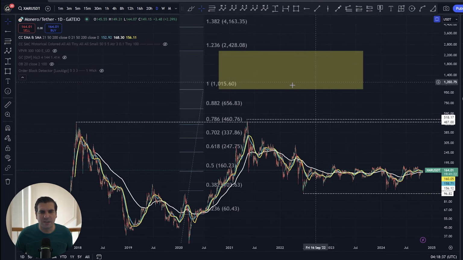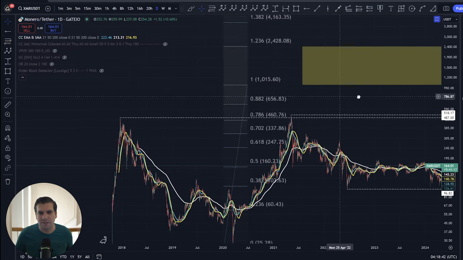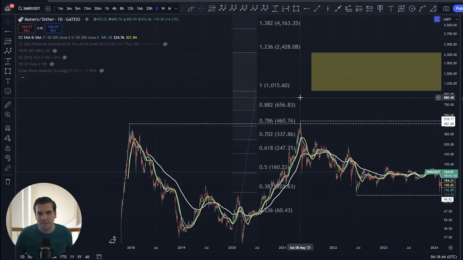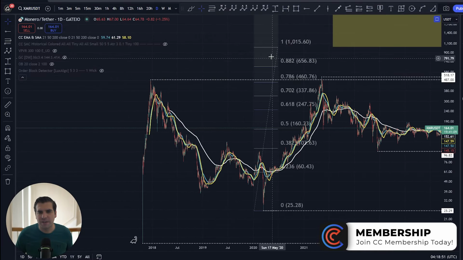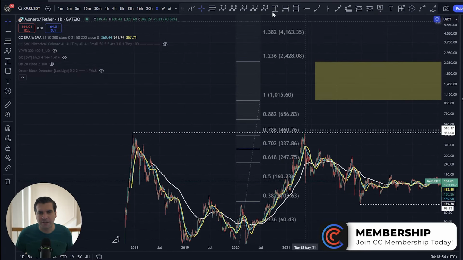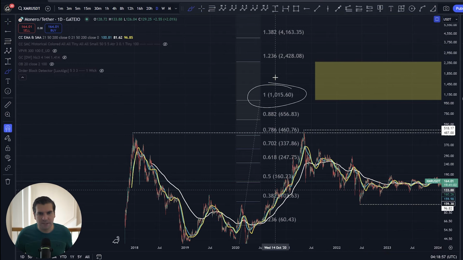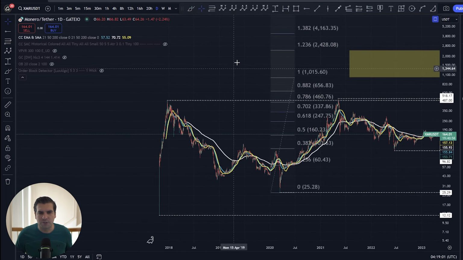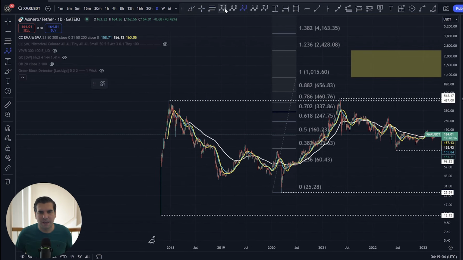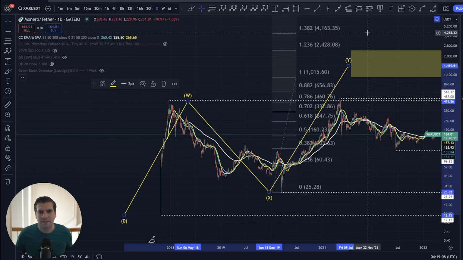Now this is actually a conservative area. It might seem a little unrealistic to some, but it is actually quite conservative. We're talking about $1,015 to $2,428, okay? So that's going to be the first target. The reason for that is that we can see the Fibonacci areas right in here, the 1 to the 1.236. This is because it would represent a three-wave structure across multiple years, as in we would have an idea of a W, X, Y pattern, let's say.